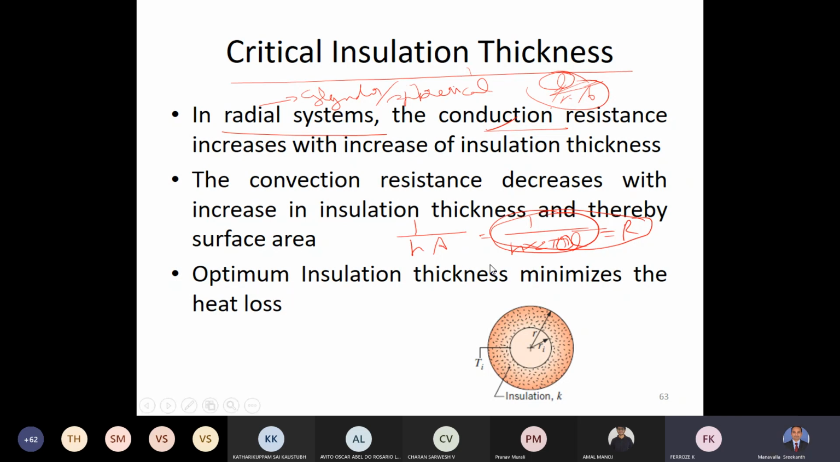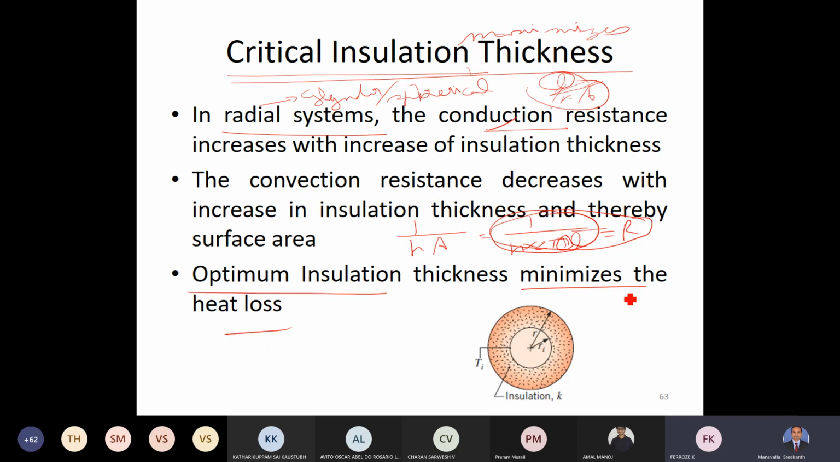So you see here, optimum insulation thickness minimizes the heat loss. So remember, look at this wording. Optimum insulation is different from critical insulation. Optimum insulation minimizes heat loss. Critical insulation maximizes heat loss. So in the applications that I have mentioned, we need to maximize the heat transfer, but still insulation has to be done. So we'll have to choose an optimum insulation thickness.